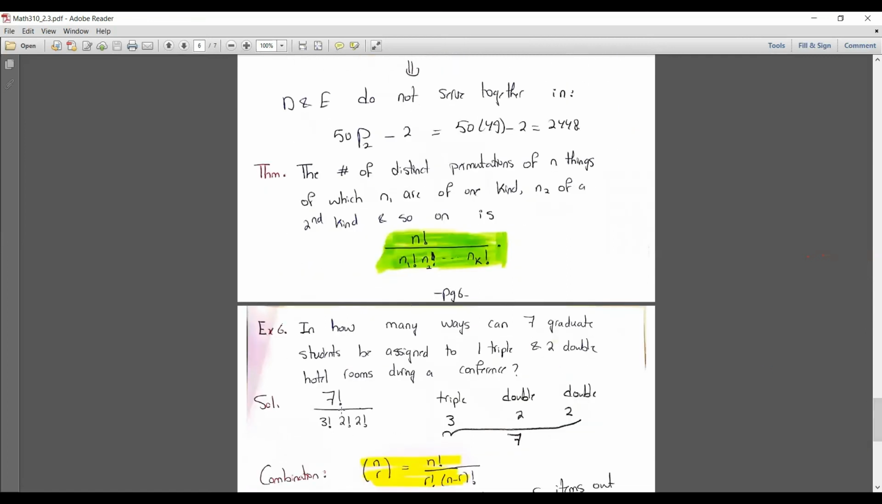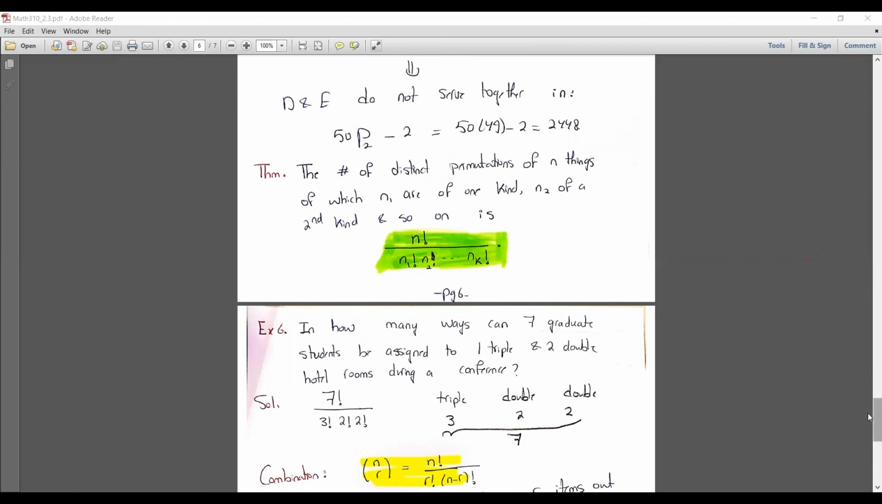Here we have another example. We are saying in how many ways can 7 graduate students be assigned to 1 triple room and 2 double hotel rooms during a conference? So how many students do we have? 7 factorial. We need to put 3 in 1 room, 2 in 1 room, and 2 in 1 room. Okay, guys? So look at this one. N1 of 1 type, N2 of 1 type, and N3 of 1 type. It will be 7 factorial over 3 factorial, 2 factorial, 2 factorial, and of course, we need to find its answer.